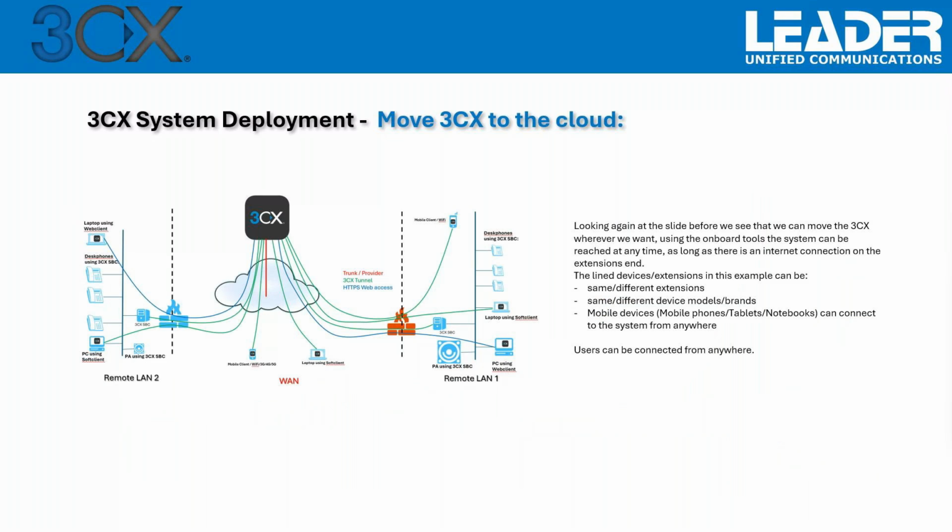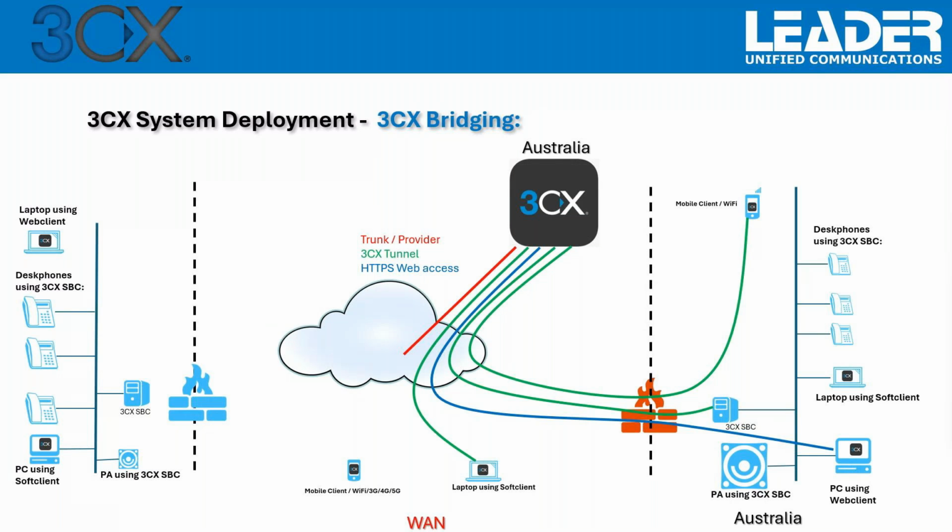Looking again at the slide before, we see that we can move the 3CX wherever we want. Using the onboard tools, the system can be reached at any time as long as there is an internet connection on the extension's end. The line devices, the extensions in this example, can be different extensions, different models, phone brands, mobile devices, mobile phones, tablets, notebooks, that can connect to the system from anywhere. Users can be connected from anywhere. This gives us even more capacity in that regard.